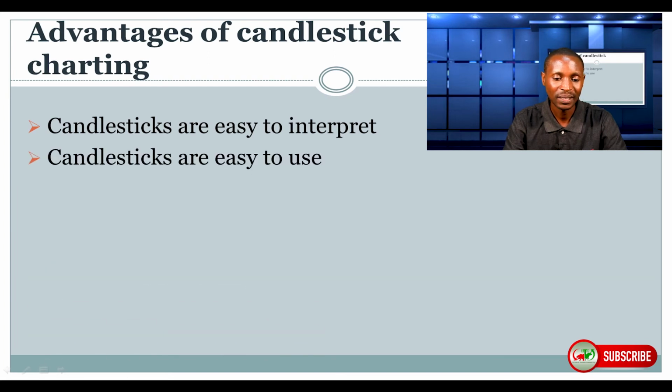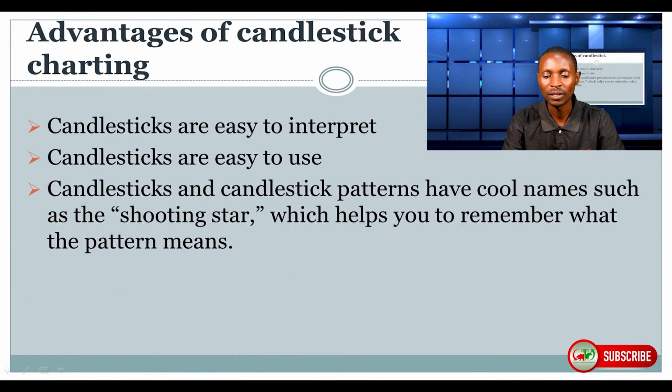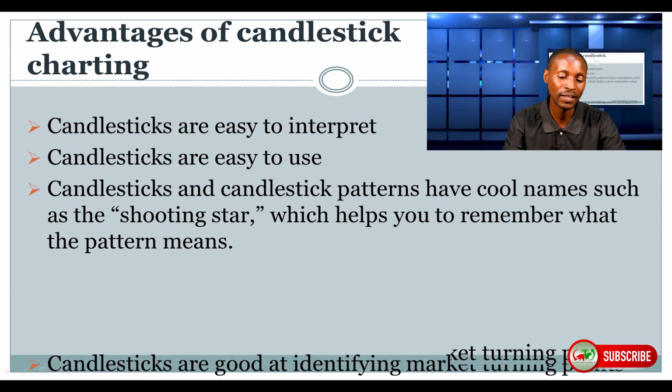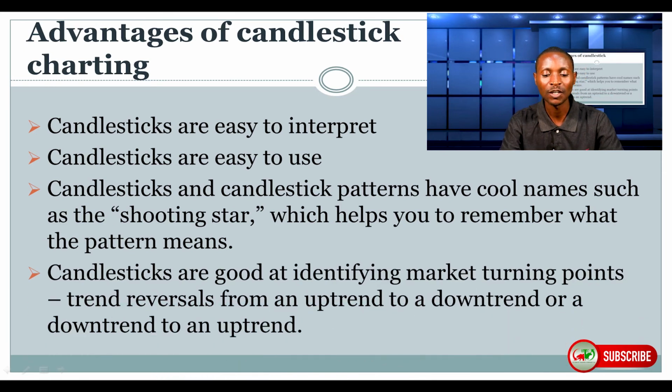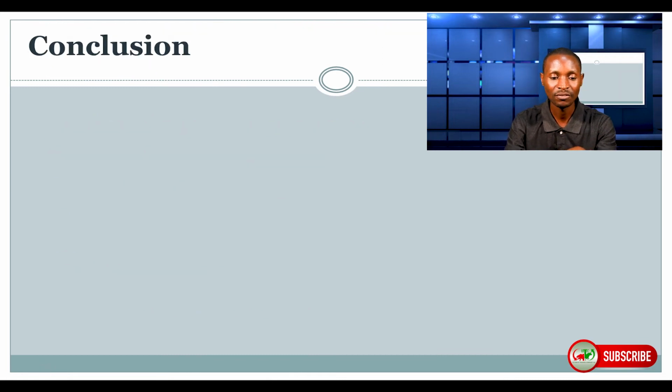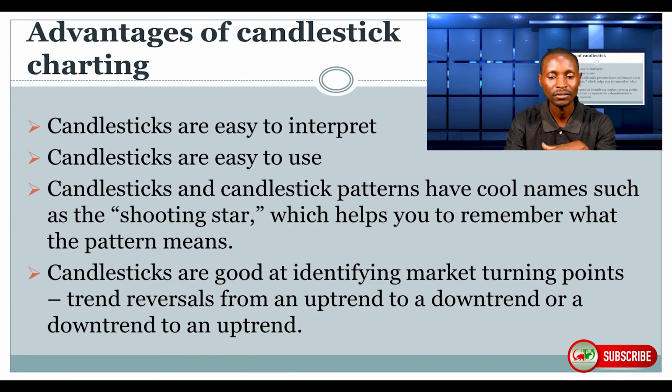The candlestick pattern has advantages. They are easy to interpret. They are easy to use. The candlestick patterns have cool names such as shooting star, engulfing star, hammer, doji, which help you to remember and interpret them. And candlestick patterns are good to identify the turning points of the markets. So with them you can identify the possible reversal area of the market easily. Those are the advantages of the candlestick pattern.